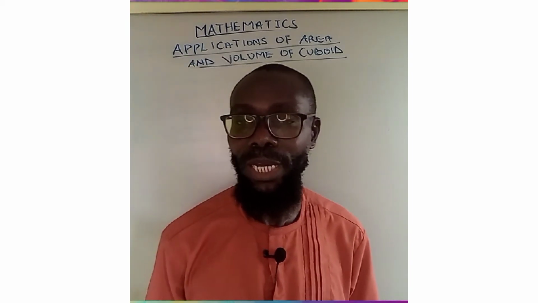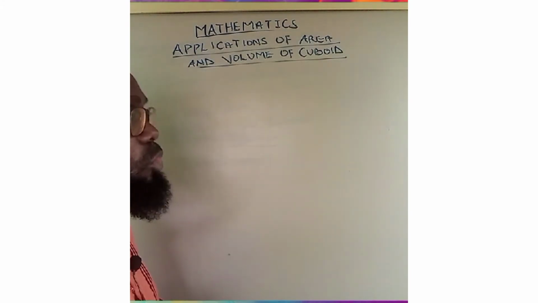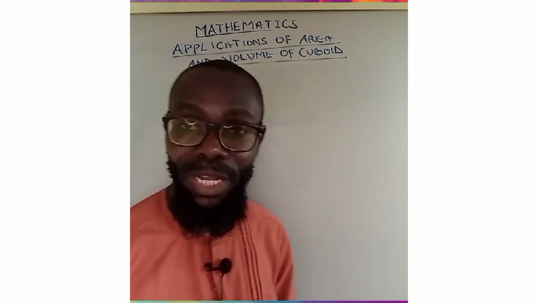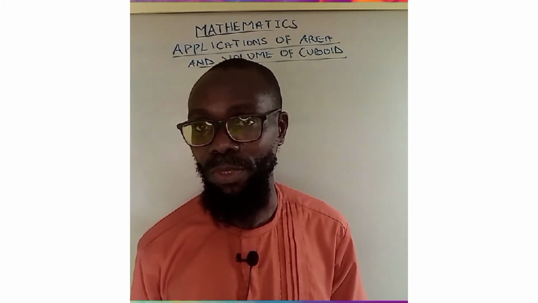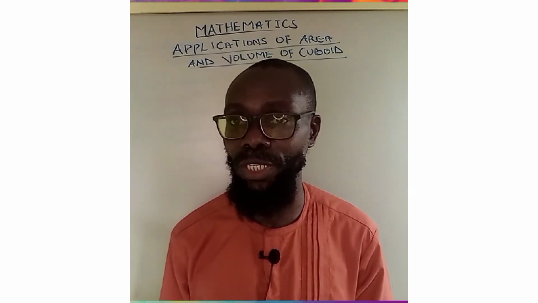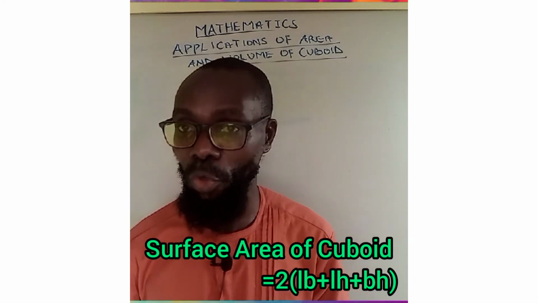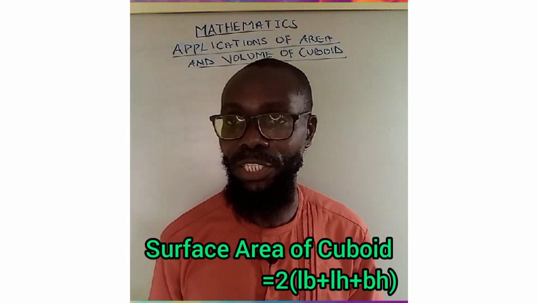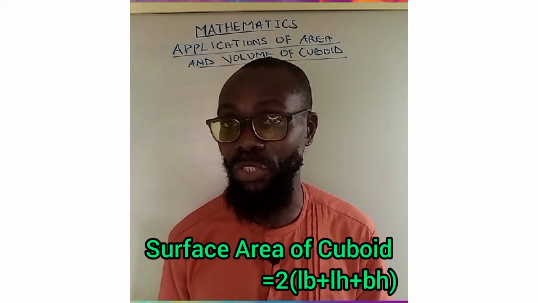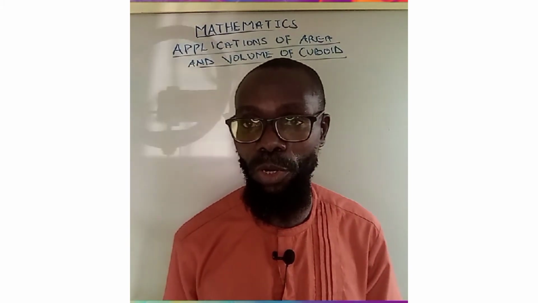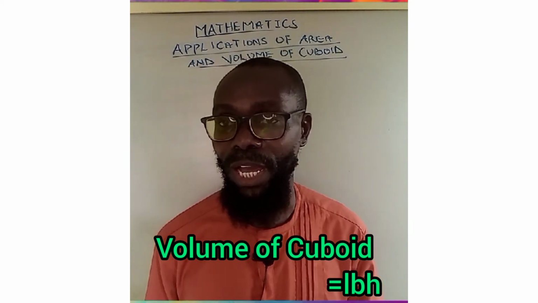Today, we are going to be looking at mathematics and the calculations of area and volume of a cuboid. If you could recall, in our last class, we were able to derive the total surface area of a cuboid, as well as the volume of the cuboid. The surface area of a cuboid was given as 2(LB + LH + BH), and the unit of measurement is in centimeter square or meter square, while the volume of a cuboid was derived to be length multiplied by breadth multiplied by height.